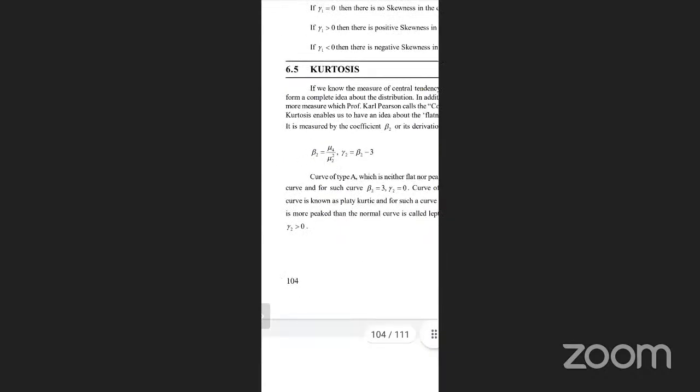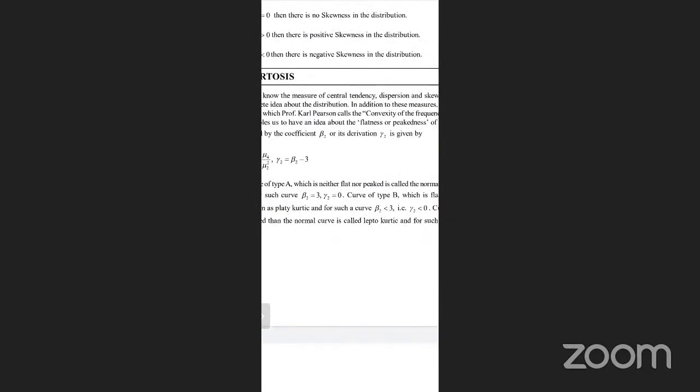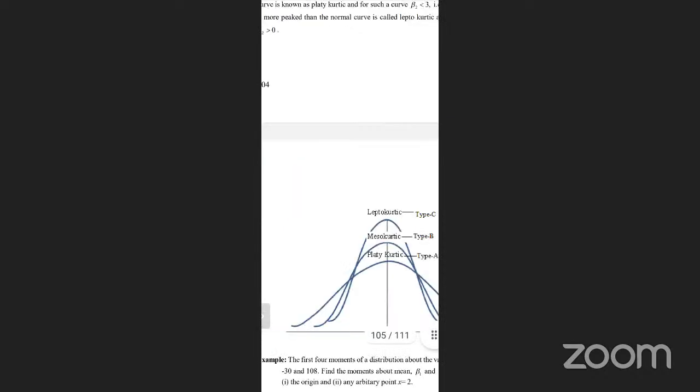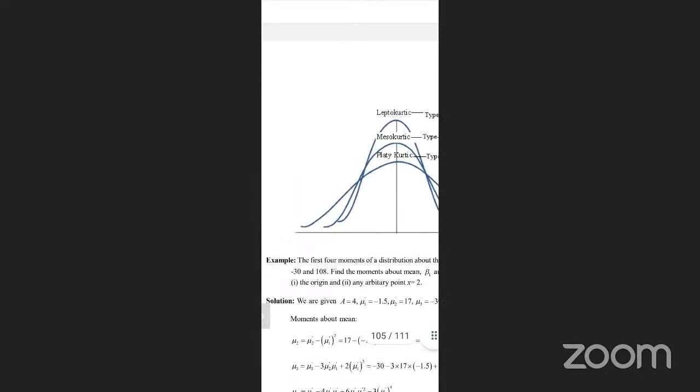A curve of type A, which is neither flat nor peaked, is called a normal curve or mesokurtic curve. Such a curve has beta 2 equal to 3 and gamma 2 equal to 0. Here the diagram is given. So this is the mesokurtic curve.